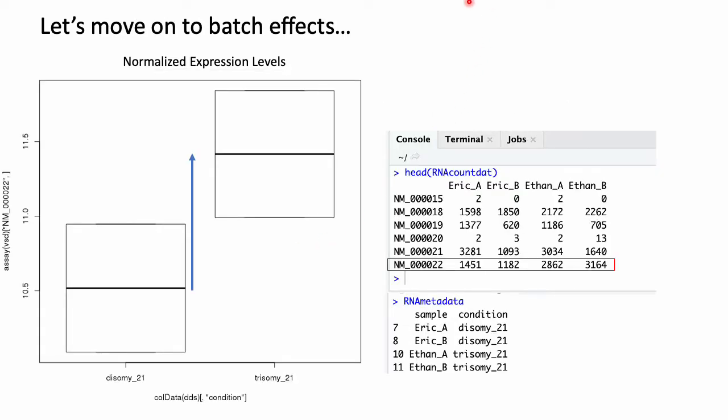Now that we understand the basics of linear models, we can talk about batch effects. If we just group the samples by their condition, as you learned how to do yesterday, we notice that there's a large effect for this gene between disomy 21 and trisomy 21 samples. However, you'll also notice that there is a large amount of variance within both of these groups. As a result, the genes look very noisy, and it can be hard to tell whether or not this is actually a significant effect.